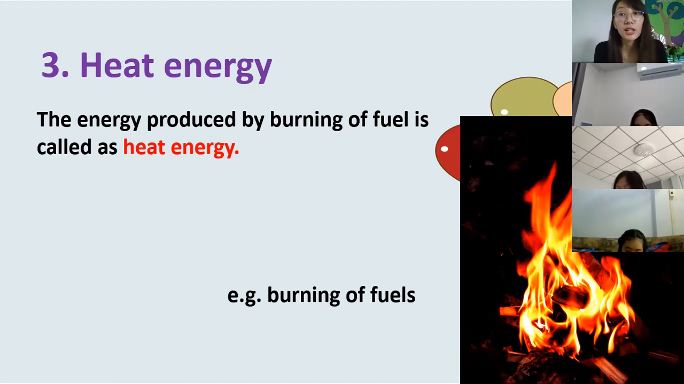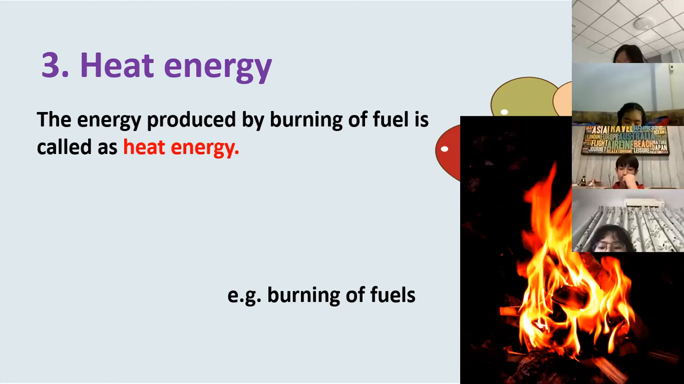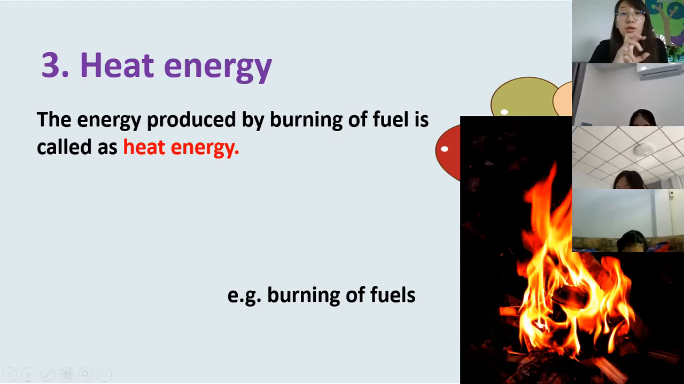Maybe a heater. Do you know heater? In winter, you use a heater, right? So this one is also heat energy because it produces heat for us. It makes the room warm. What will happen? The heater will give us heat, right? It will keep our room warm. It gives out heat, so it's a heat energy, okay?